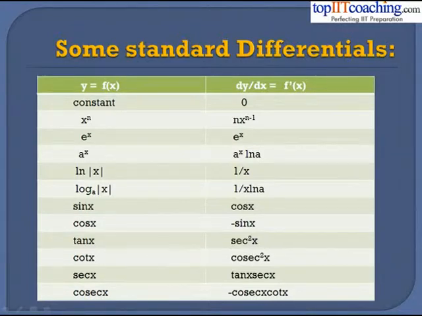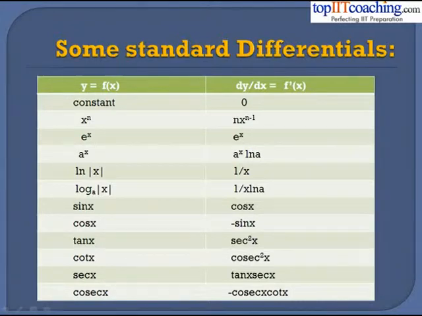If y is equal to ln of mod x, then dy by dx is equal to 1 by x. If y is equal to log of mod x when the base is a, then dy by dx is equal to 1 by (x into ln a).